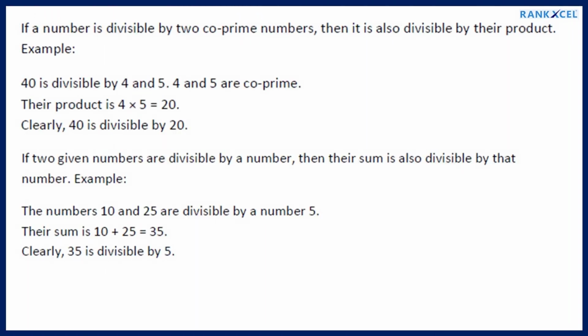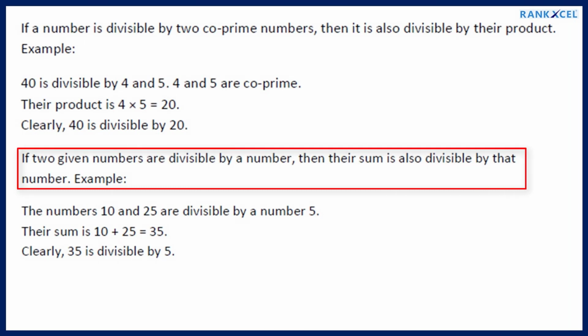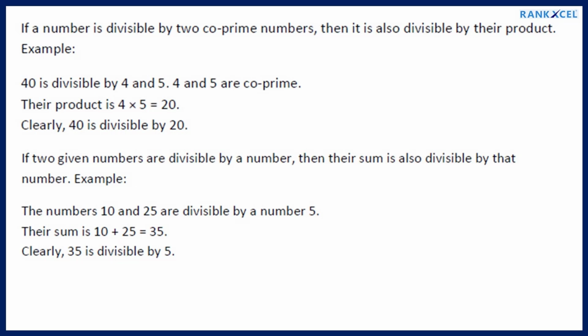If two given numbers are divisible by a number, then their sum is also divisible by that number. Example. The numbers 10 and 25 are divisible by number 5. Their sum is 10 plus 25 equals 35. Clearly, 35 is divisible by 5.